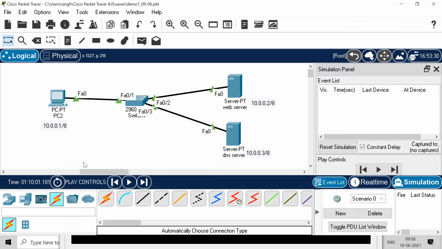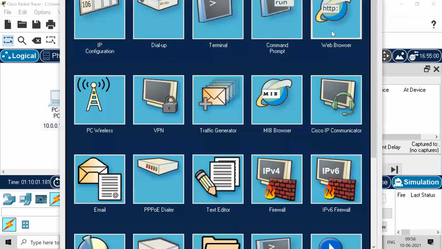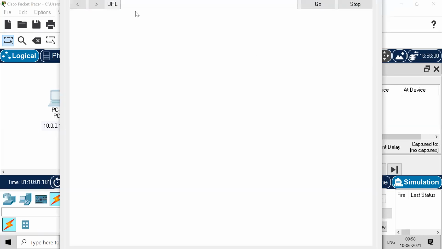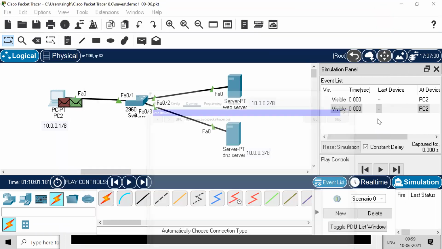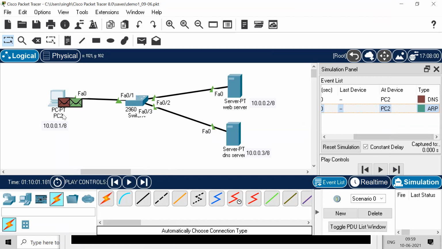I'll just show you in the simulation mode also. I'll go to the web browser and type www.ciscopackettracer.com and hit go. Now these packets are created. The DNS server packet as well as the ARP packet have been created.